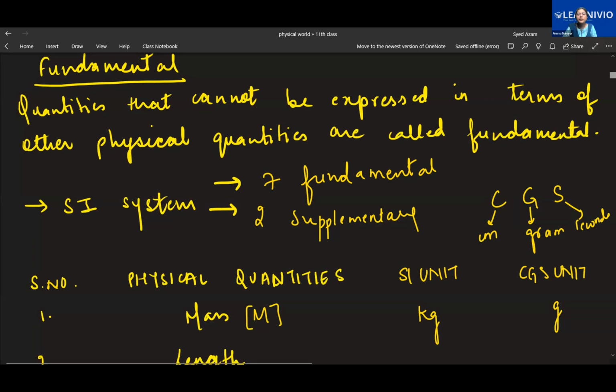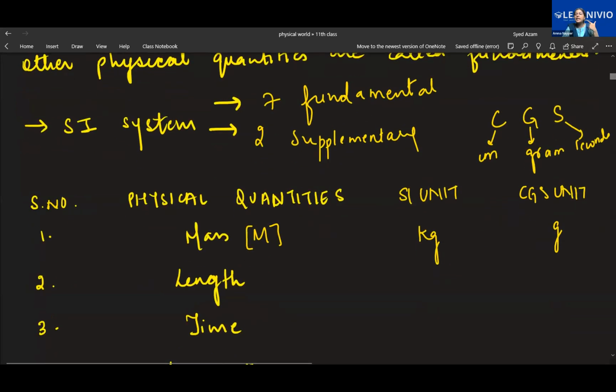The second concept that you have, first was mass, second is length.